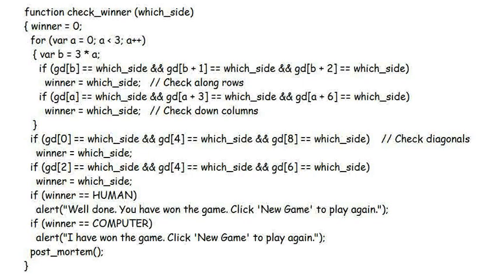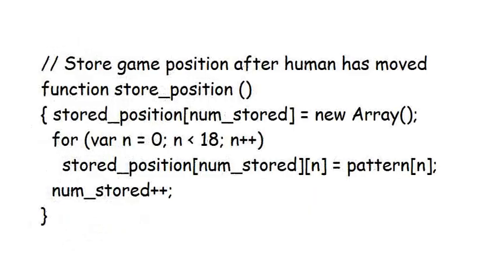Similarly, checking down the columns. There are only 2 diagonals to check, however, so it's harder to save code lines by doing so. Once every possible position has been tested, the variable winner will be either human or computer or 0. If one side has indeed won, a message is printed on the screen and the post-game debrief is carried out by function Postmortem. The program only stores the state of array pattern after the human has moved.